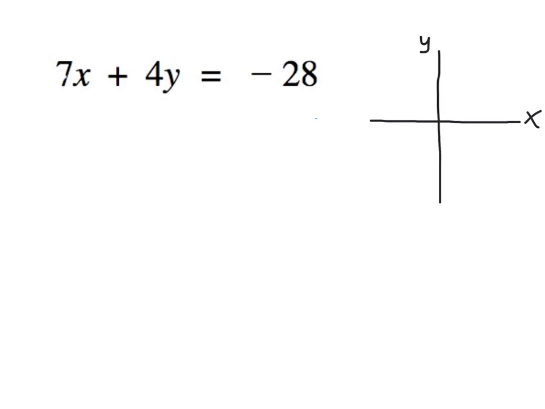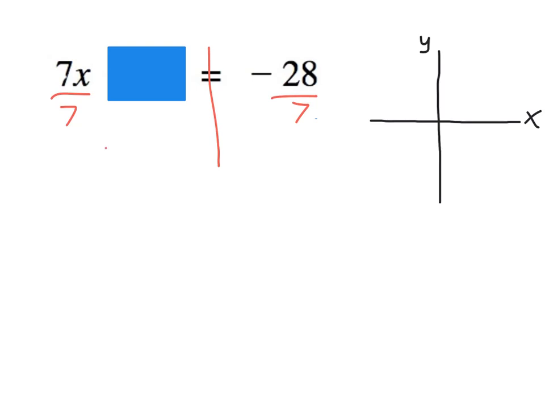So we're just going to cover up our y, because that is now a 0, and we're going to solve the resulting equation. So what we've really got here is 7x equals negative 28. If I draw my line down the middle, I'm going to have to divide both sides by 7. And what I'm left with is x equals negative 4. So my x-intercept is going to be out negative 4 and up 0.